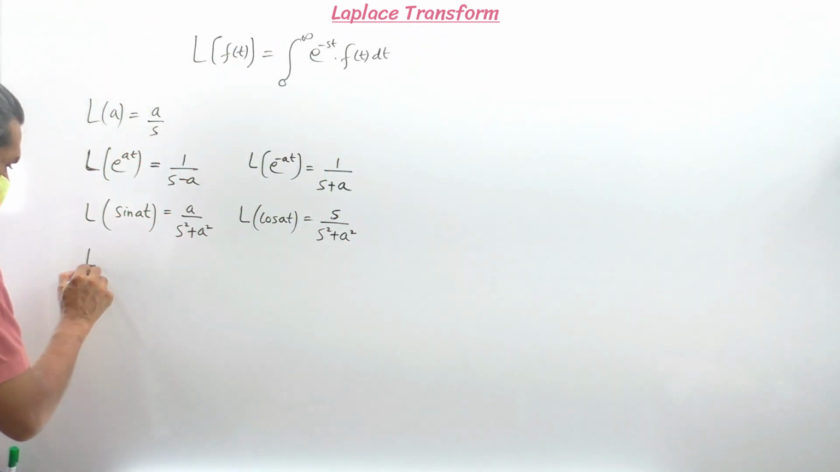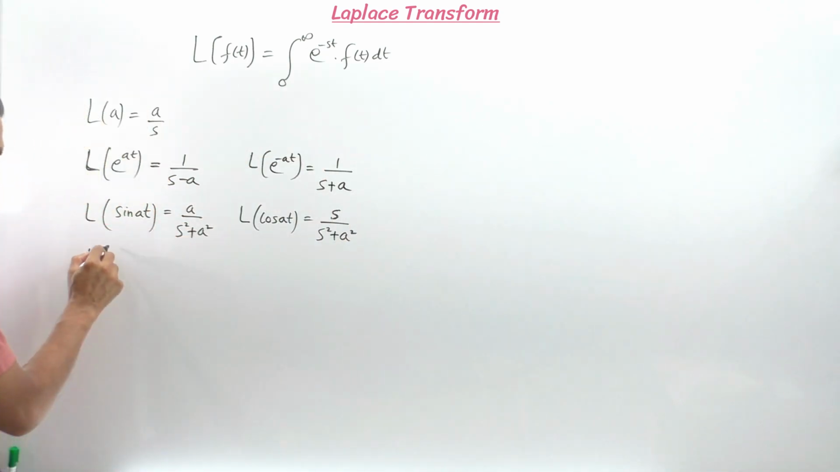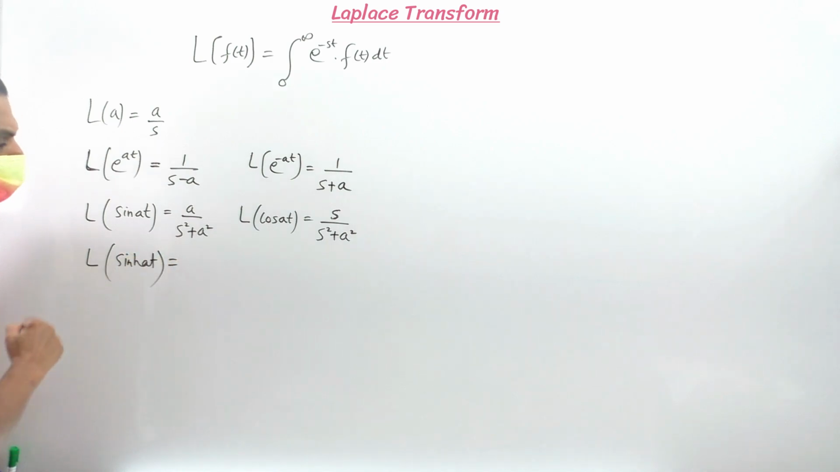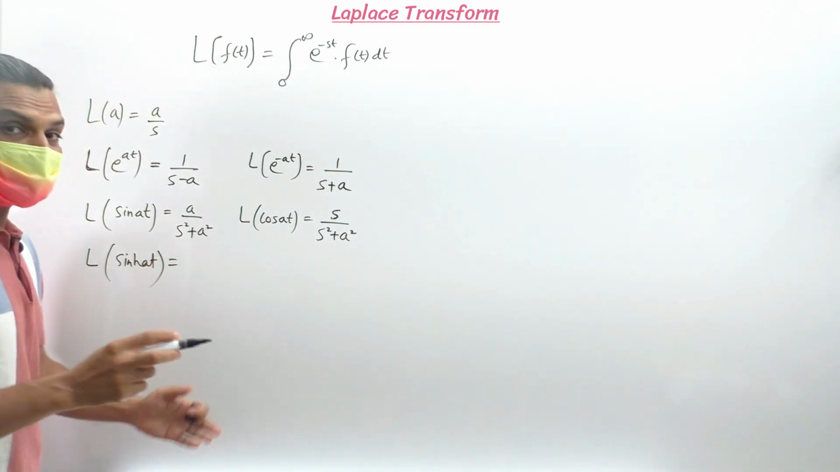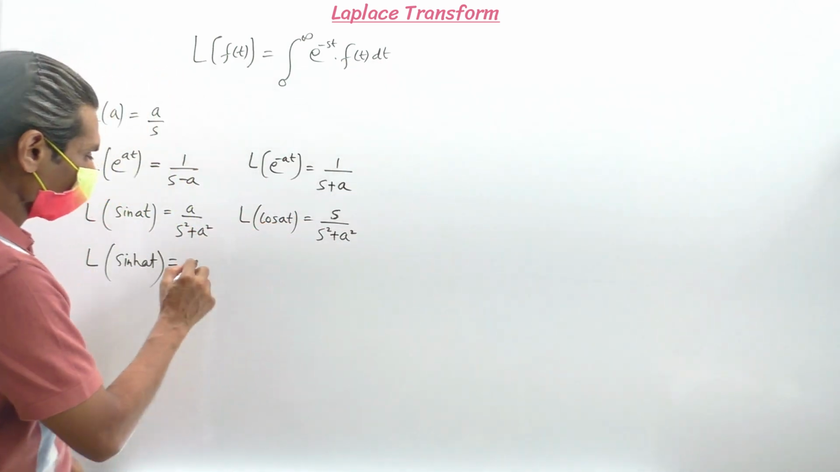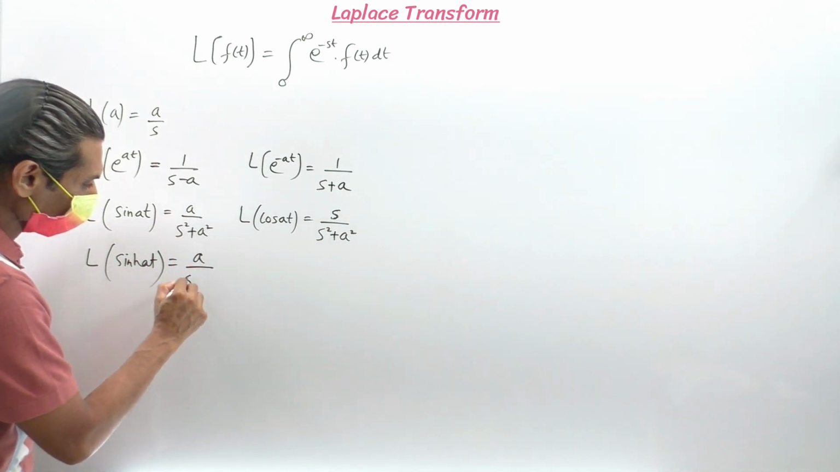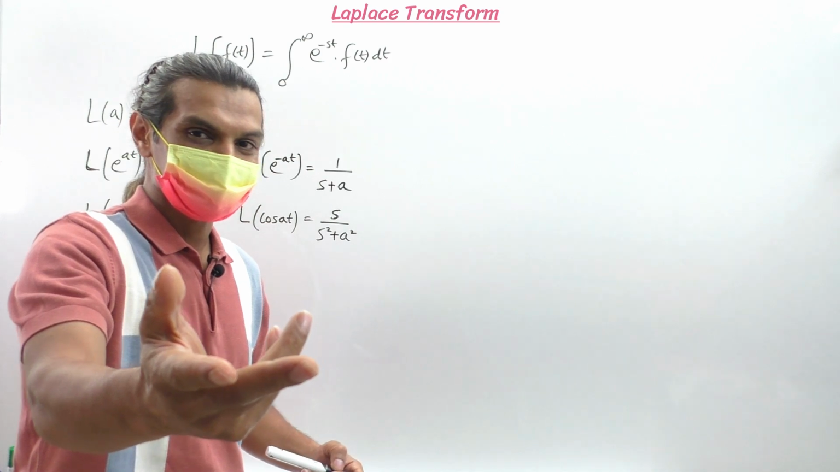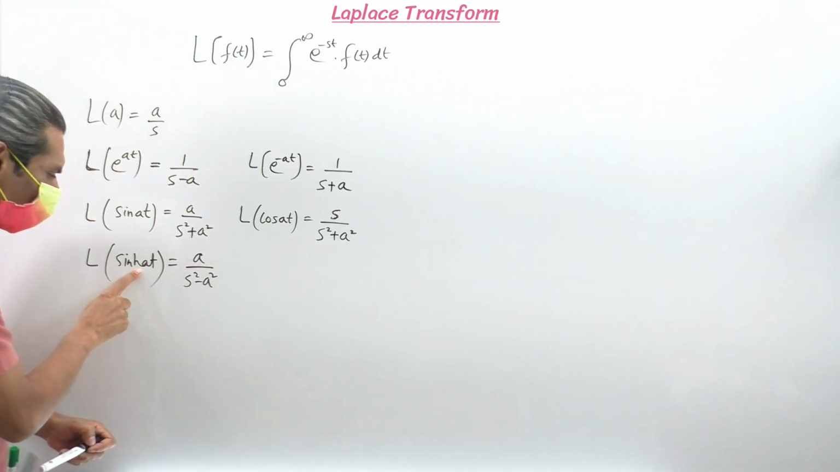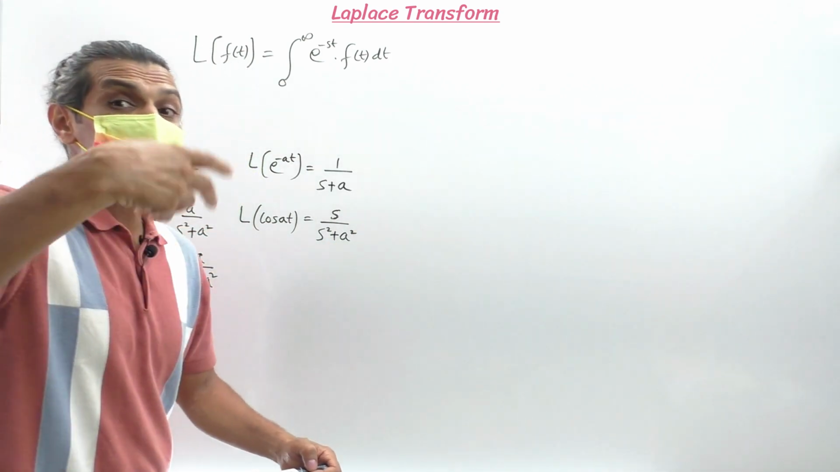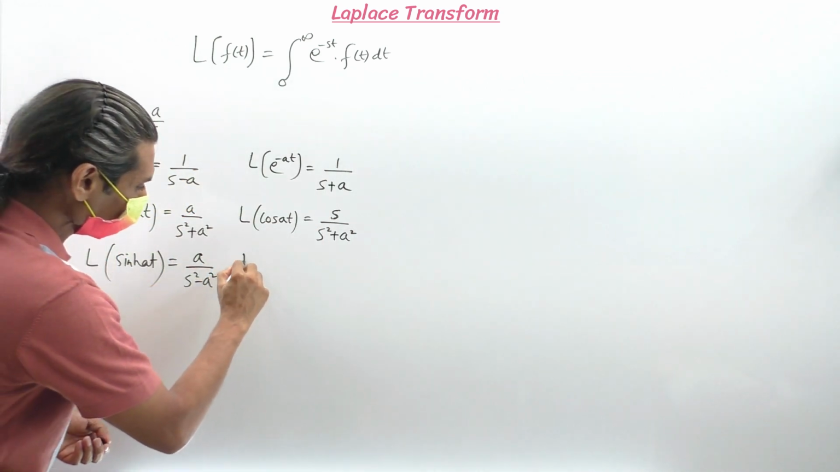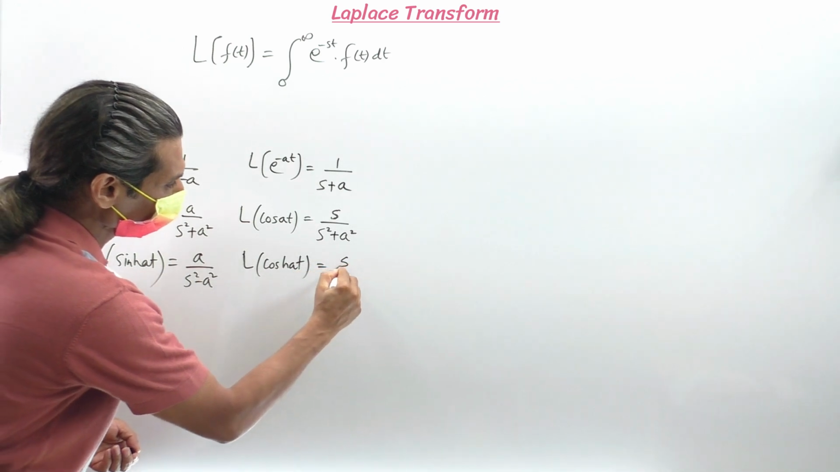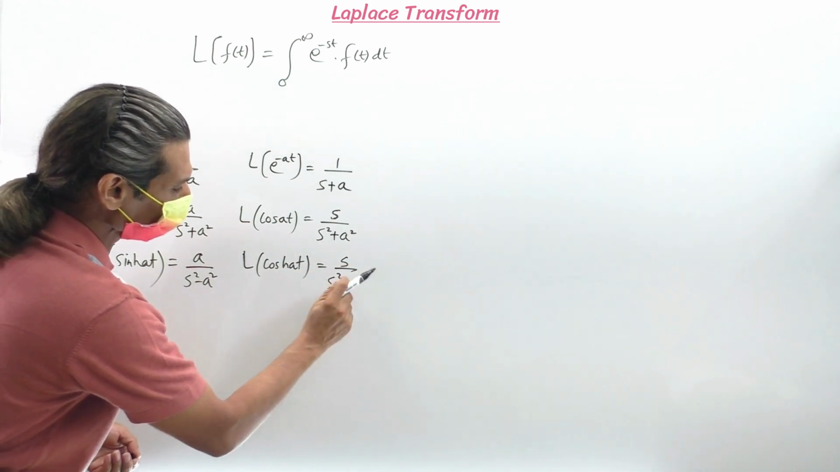Next, we are done with sine and cos. Now the other function is sine hyperbolic at. See, Laplace of sine hyperbolic at is, there is a difference between sine and sine hyperbolic, a by s square minus a square. So, sine hyperbolic 3t. What's the answer? You can easily tell now. It is 3 by s square minus 9. Okay. Similarly, Laplace of cos hyperbolic at will be s by s square minus a square.